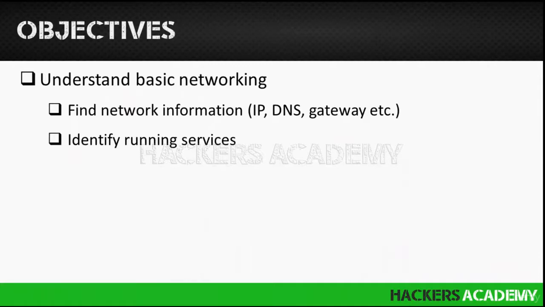The first section in part 2 is about basic networking. If you've done the Hacking for Beginners course, you've seen a lot of the tools that we're going to be using in this section on the Windows side. Now we're going to see how it looks on Linux. In this section, we're going to cover an understanding of basic networking, such as finding network information, like your IP address, your DNS IP address, your gateway, and so on, and identifying running services on your machine.